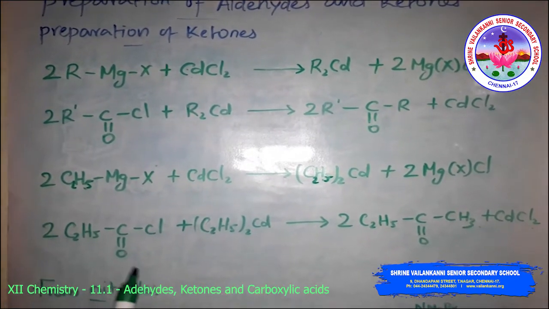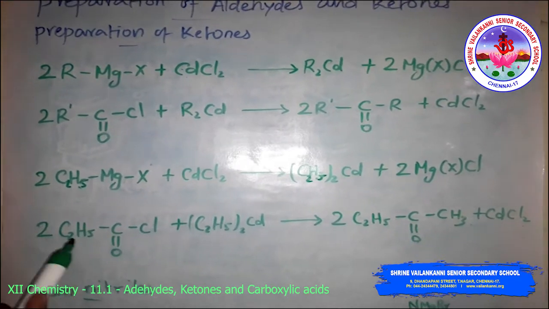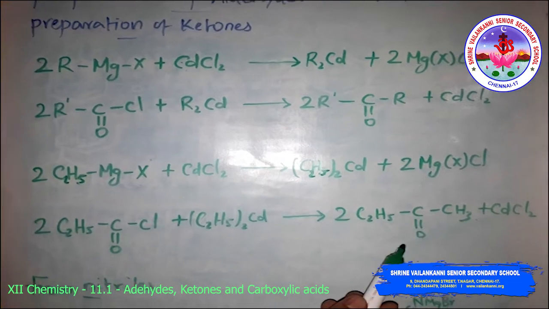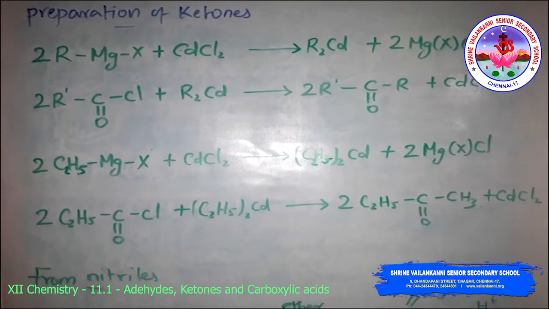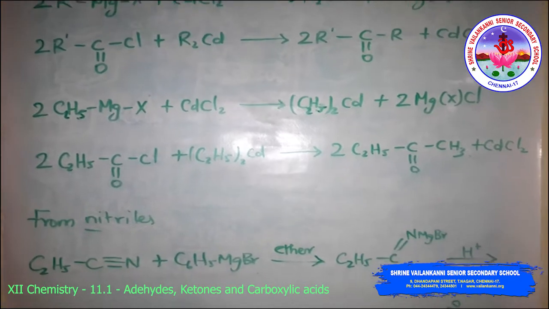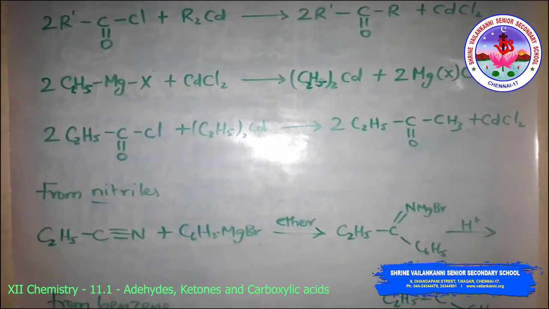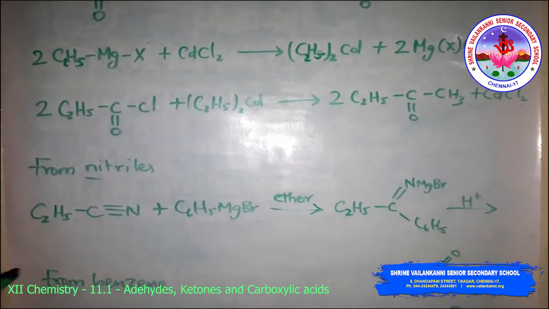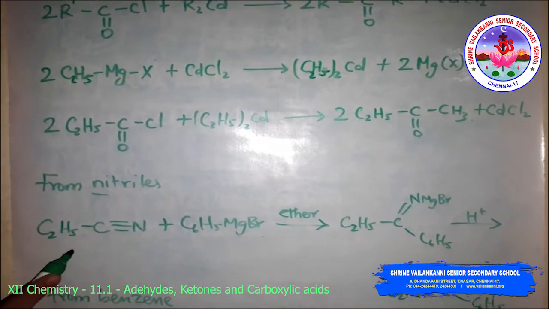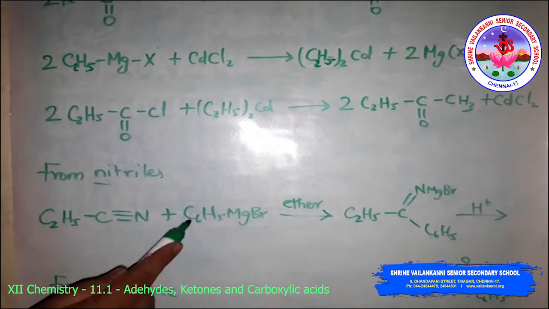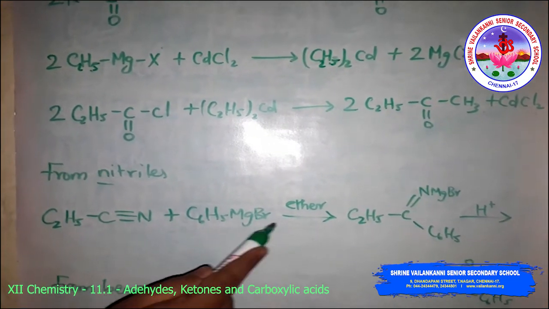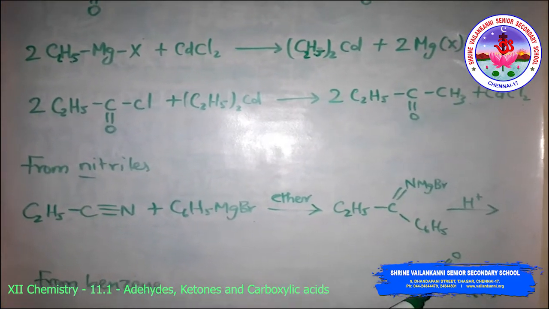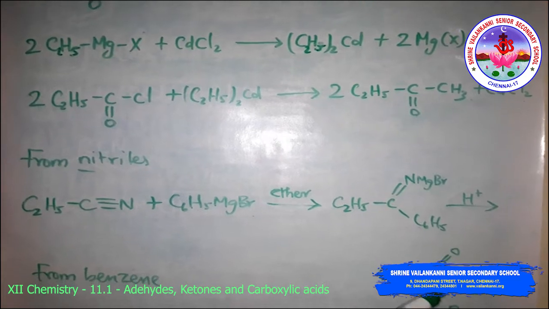Diethyl cadmium reacts with this acid chloride to form a ketone. Then from nitriles: treating a nitrile with a Grignard reagent, followed by hydrolysis, yields a ketone. See, this nitrile compound reacts with the Grignard reagent in the presence of dry ether, followed by hydrolysis, to form a ketone. This is a ketone.